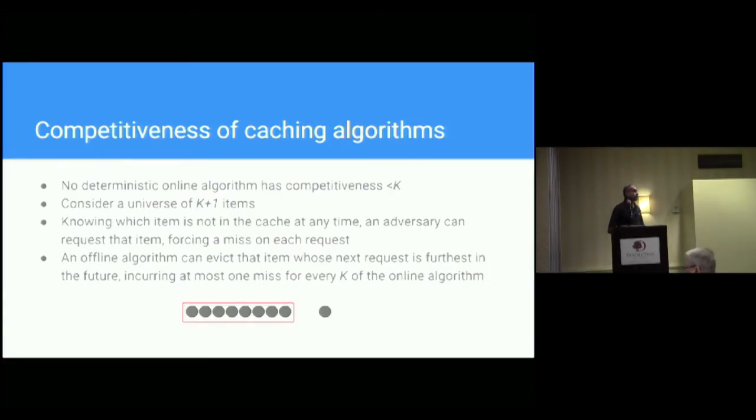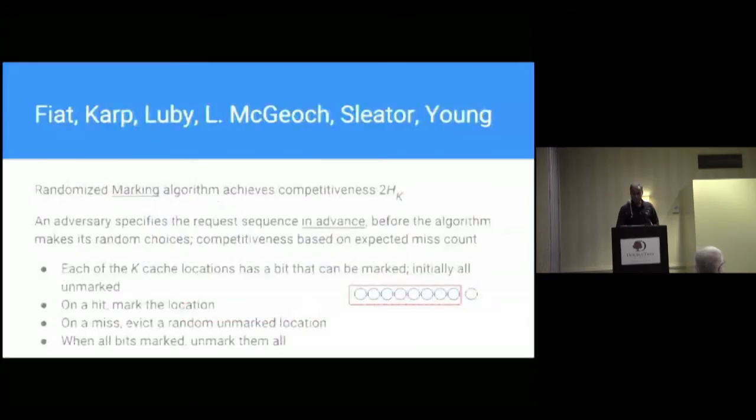Now what I'm going to do is describe the work in one slide that Dick and colleagues did to get a randomized algorithm. And it gets a dramatically better competitive ratio. And I'll motivate the intuition of why. So this is work by Amos Fiat, Dick Karp, Mike Luby, Lyle McGeoch, Danny Sleator, and Neal Young. And they call this a marking algorithm. Let me quickly describe the algorithm, and then I'll tell you why it gets such a big advantage. So the marking algorithm gets a competitiveness of 2 times the kth harmonic number.